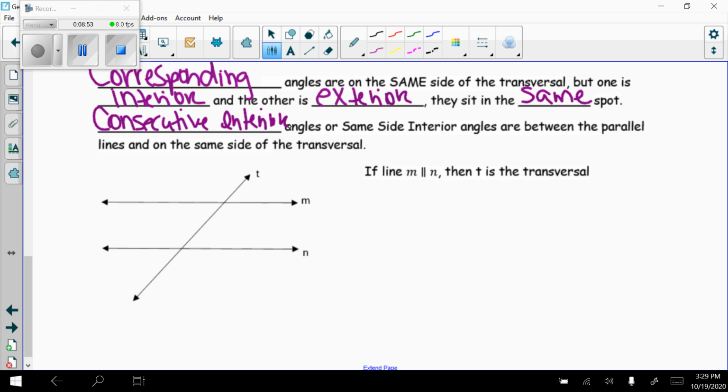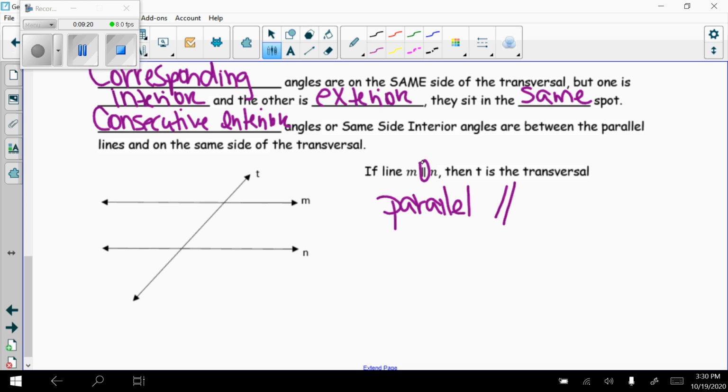Consecutive interior angles are sometimes called same side interior angles. These are between the parallel lines and on the same side of the transversal. So just an example of what a transversal is. Here it says if line M is parallel to N, so our notation for parallel lines is that, okay? So this says if M is parallel to N, then T is the transversal, okay?